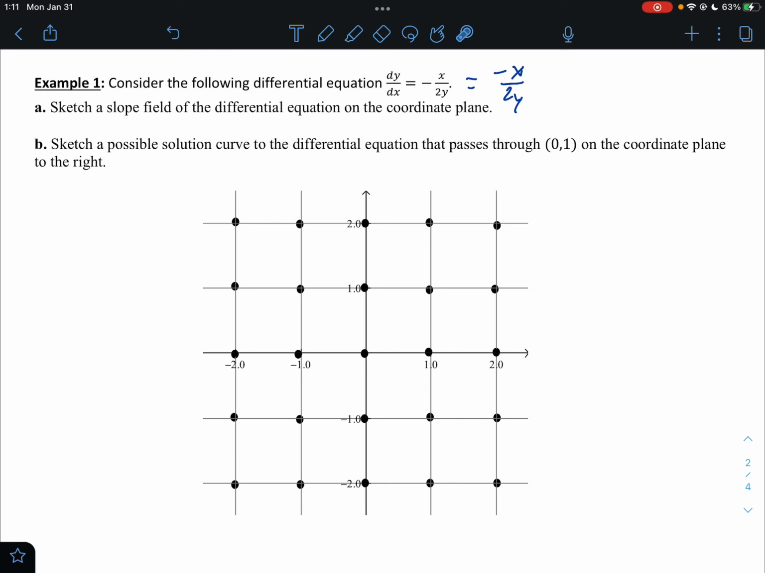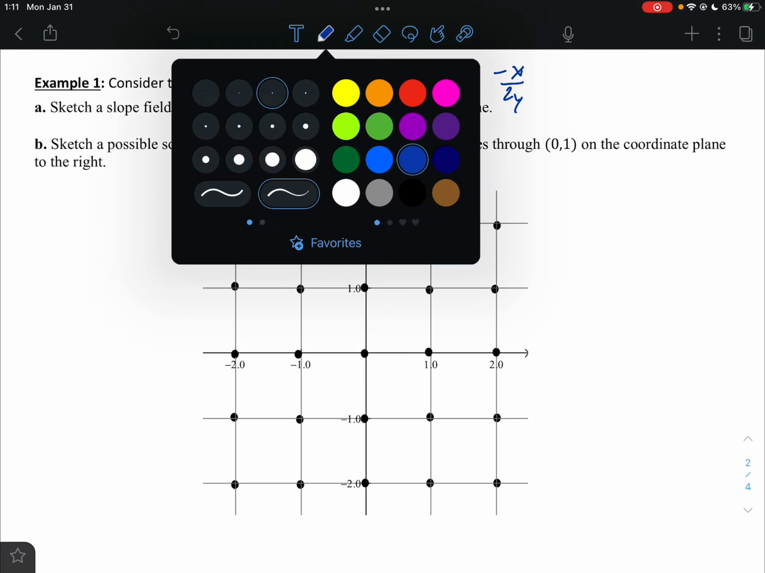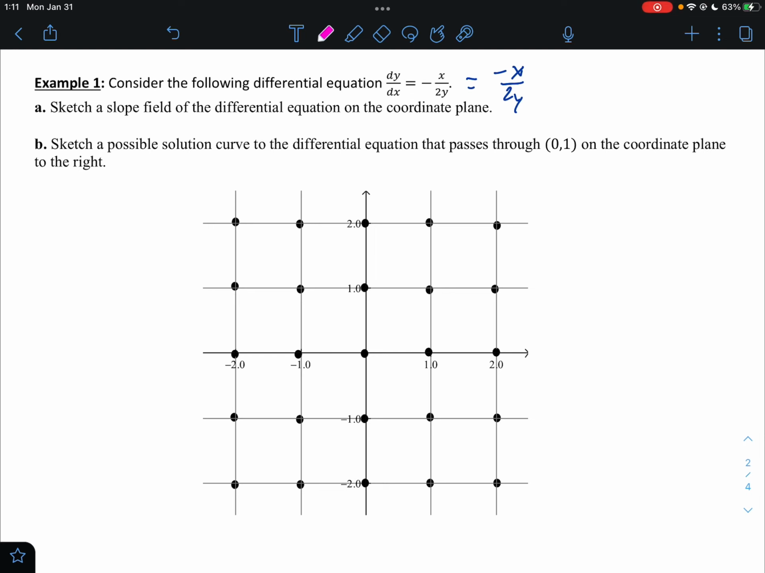Anywhere where x is equal to 0, the numerator would be 0. So when x equals 0, all of my slopes would be 0. So I'm going to draw a little line segment with slope of 0. I'm not going to do 0, 0 because, as you can see, that would be 0 over 0, which doesn't exist, so nothing exists there.